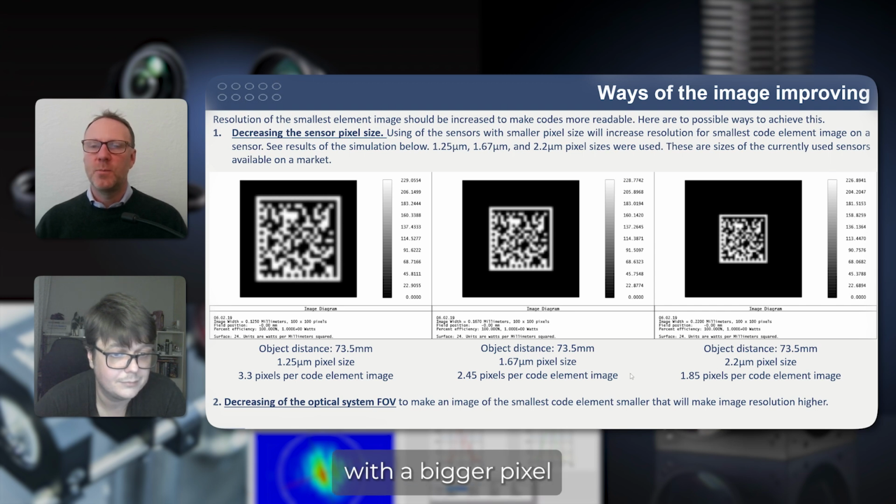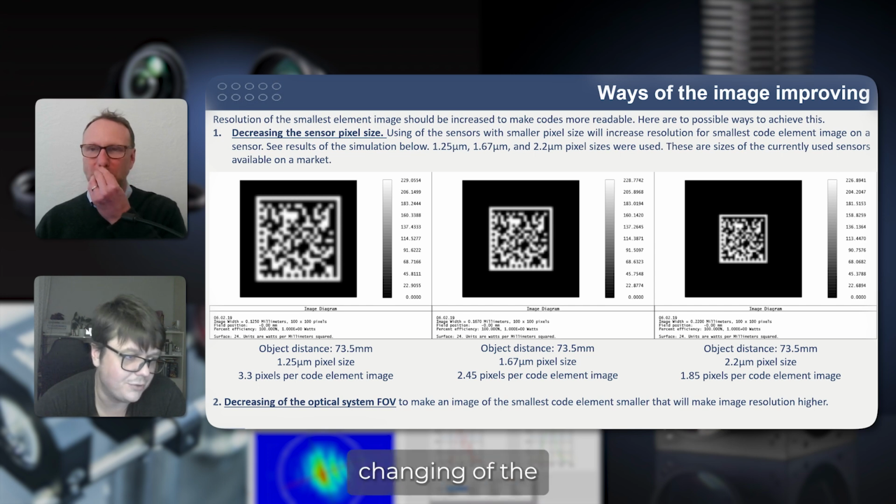Okay. And then the other option, I guess, is if they wanted to keep their same camera, or keep a camera with a bigger pixel size, they would need to decrease the field of view. But that might have other application impacts, like maybe the object or the code wouldn't appear in the field of view. But that was another possible solution.